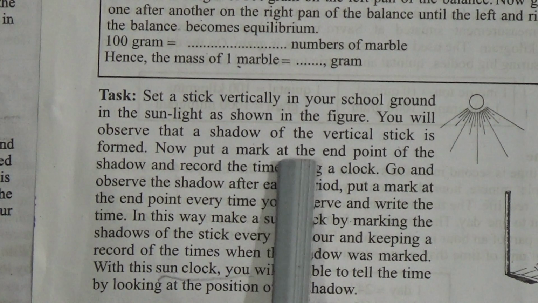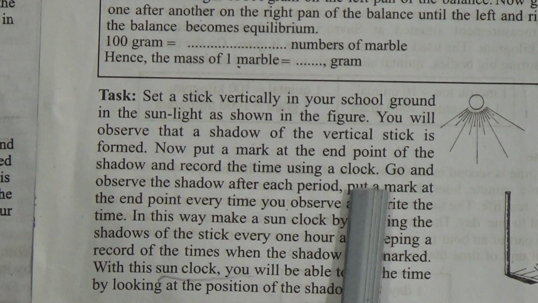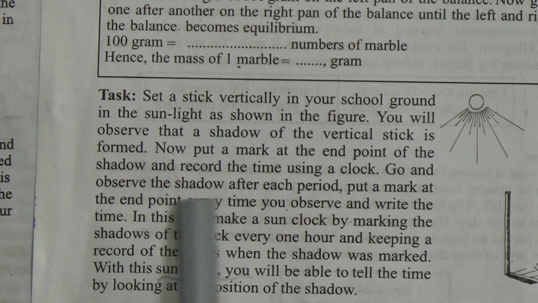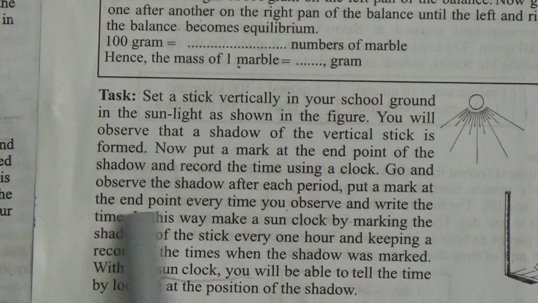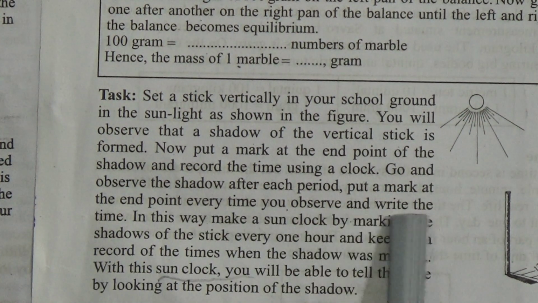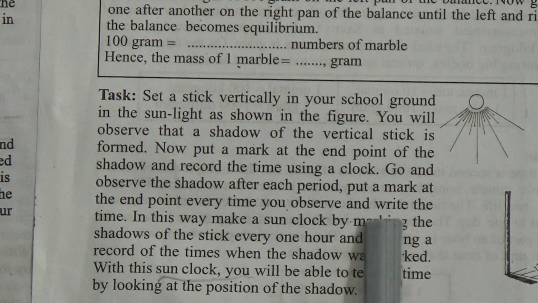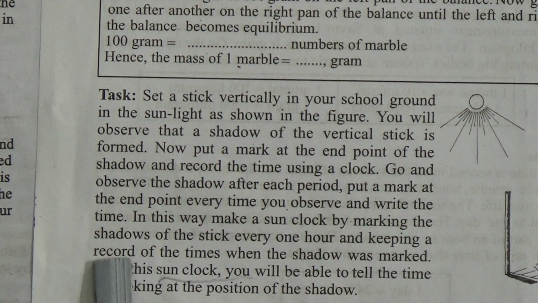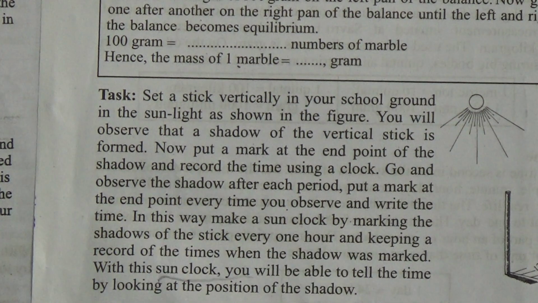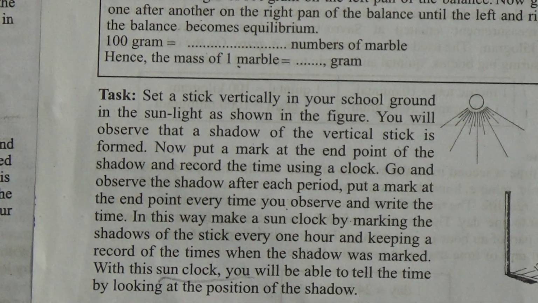Now put a mark at the end point of the shadow and record the time using a clock. Go and observe the shadow after each period, put a mark at the end point every time you observe, and write the time. In this way, make a sun clock by marking the shadows of the stick every 1 hour and keeping a record of the time when the shadow was marked. With this sun clock, you will be able to tell the time by looking at the position of the shadow.